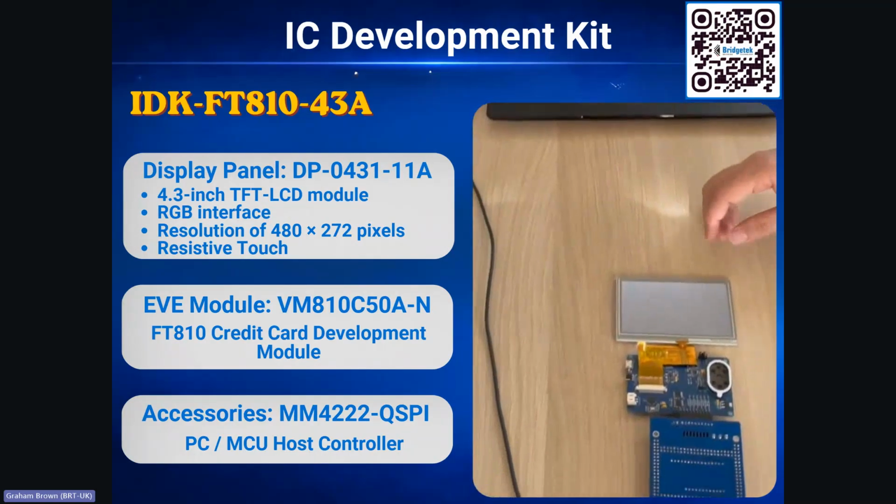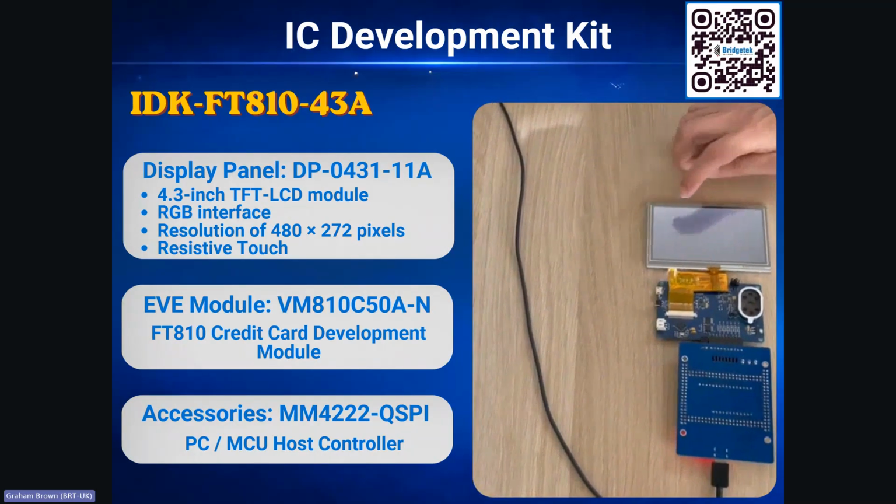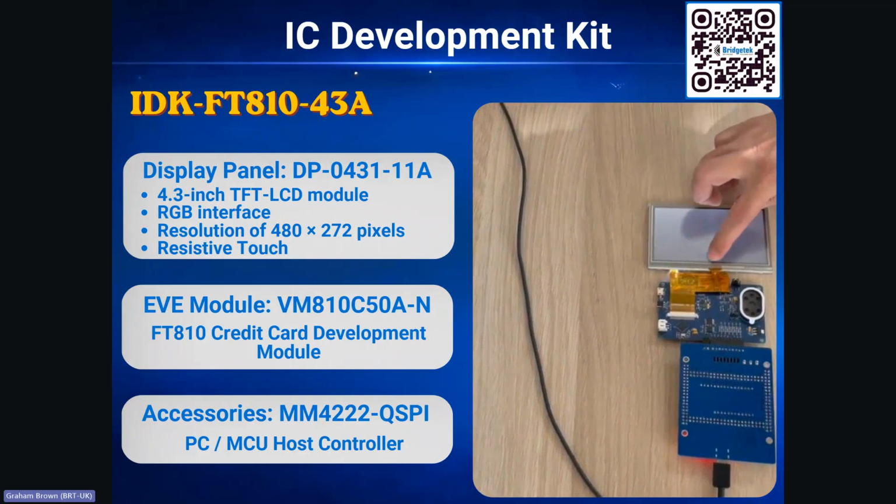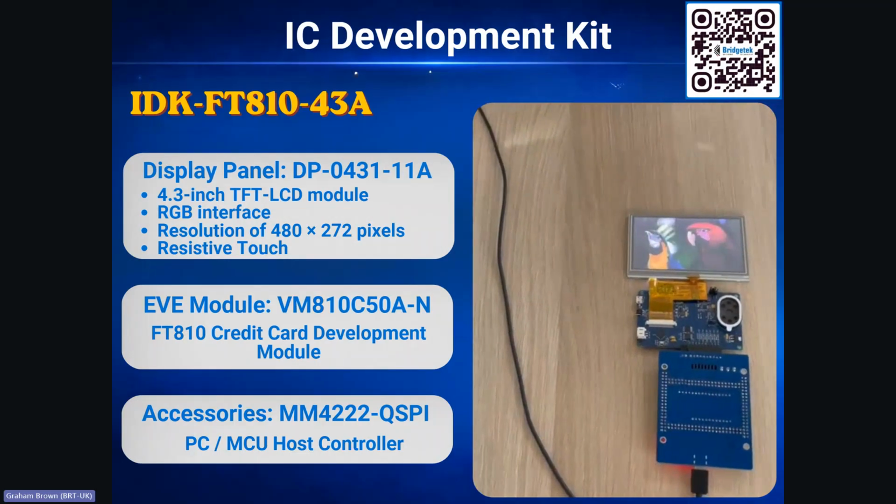Now that we have assembled the kit, we can now connect to our computer via the USB to begin developing our user interface using the Bridgetek development tools. So in just a few seconds, you can see the color image being displayed on the screen. Now, in short, this is a compact, ready-to-go solution for developers who want to explore, test, and bring their GUI ideas to life quickly. For more information, you can just click the QR code.